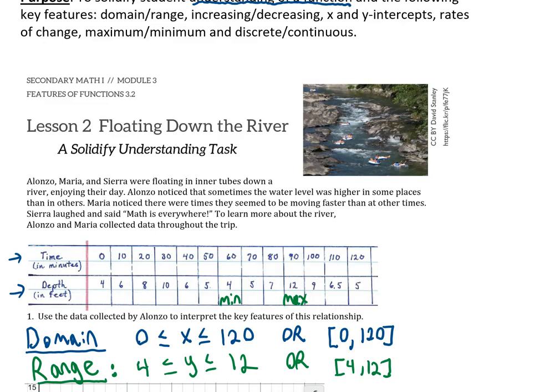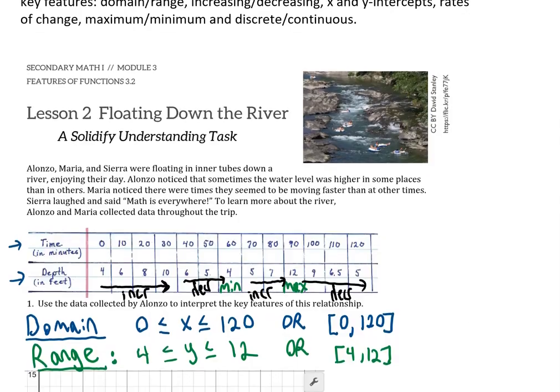So let's think about some of the other things we can see from the table. First off, we can think about increasing and decreasing. As we start off here, I can see 4, 6, 8, 10. That's increasing. And then it goes 6, 5, 4. That's decreasing. Then it goes 5, 7, 12. That's increasing again. And then it goes 12 down to 5, so that's decreasing again. So we can see it's alternating between increasing and decreasing.